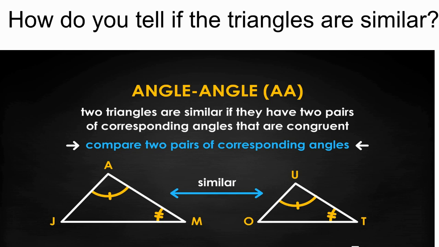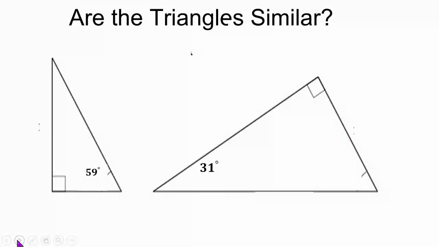And so your goal is to look at these two pairs of triangles and determine if they are similar. So how do you know if triangles are similar? Well, one way is making sure they have two angles that are congruent. So this angle is congruent to that angle, and this angle is congruent to that corresponding angle. Therefore, these two triangles are similar. That's basically the angle-angle similarity. So let's go ahead and look at these two triangles.